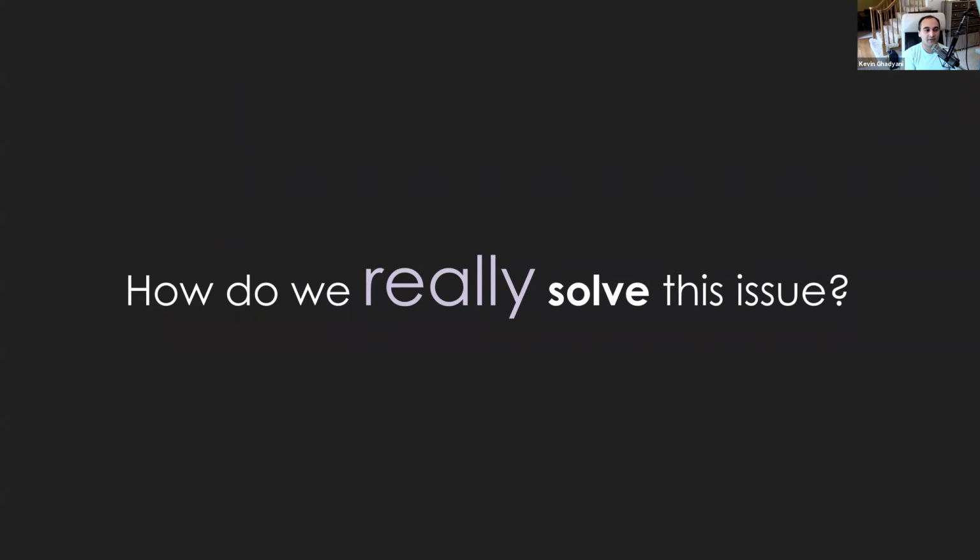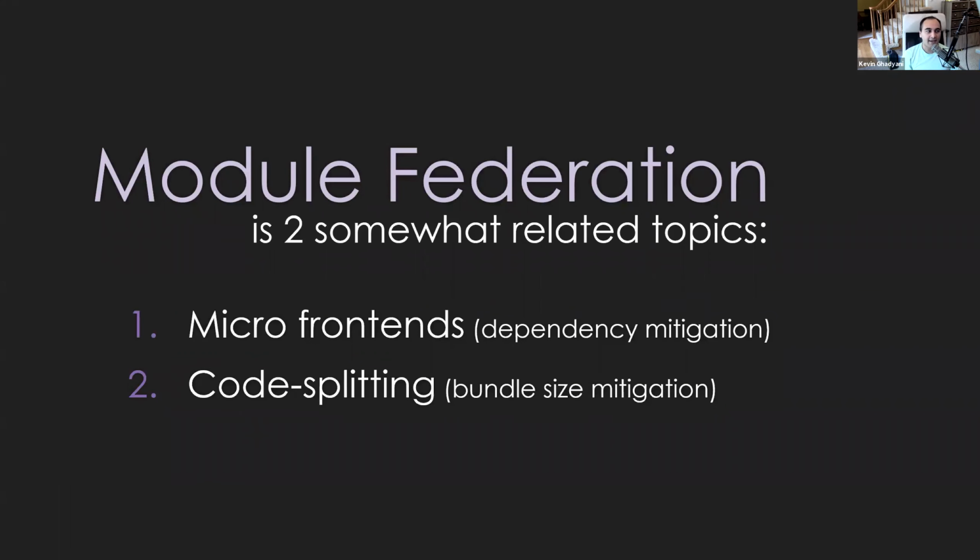So how do we really solve this issue of all these dependencies and having different applications needing different things and trying to get everything to work together? Well, that's Module Federation. And it's two somewhat related topics. I know I brought up a couple other topics before, but it's really dependency mitigation and bundle size mitigation, which come from code splitting and micro frontends.